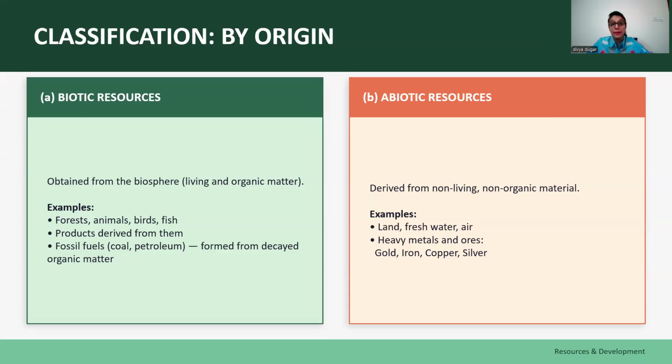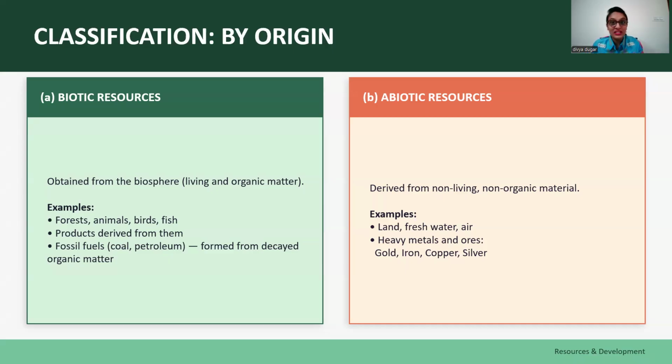Sometimes in the exam, if the examiner asks which kind of resources we have on the basis of origin, many students don't realize it. So before studying the resources, you should know what kind of resources we are studying. Here, biotic and abiotic are the resources on the basis of origin.